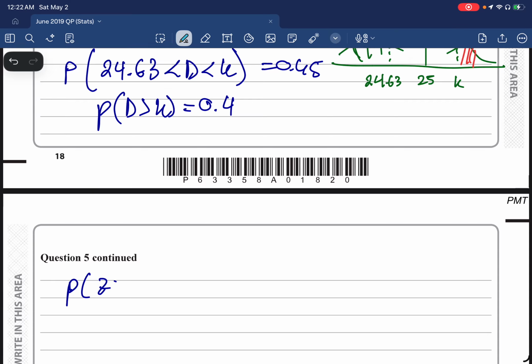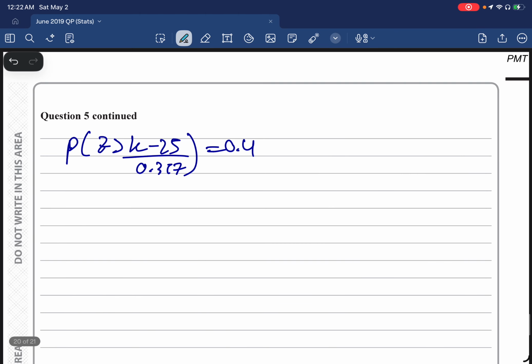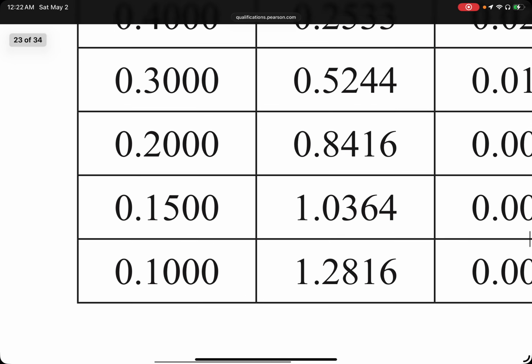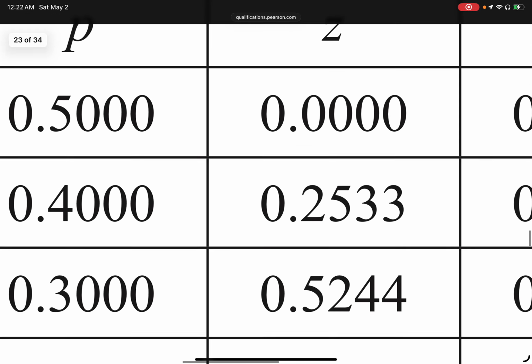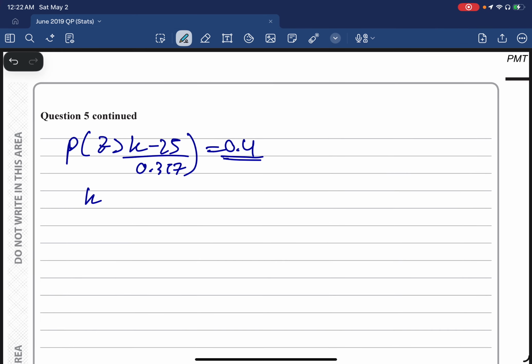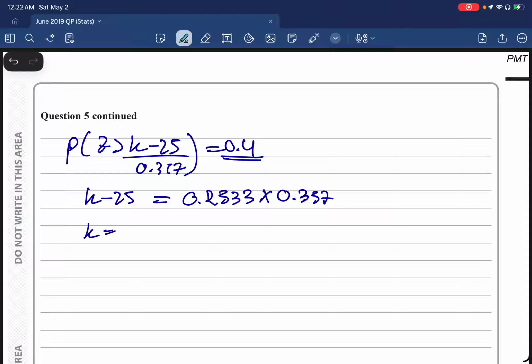We're going to standardize this. K minus 25 divided by 0.357 is equal to 0.4. And we are lucky because 0.4 is a specific percentage, which is given over here, 0.2533. So all we're going to say is K minus 25 is equal to 0.2533 times 0.357. So K is equal to 0.2533 times 0.357 plus 25.